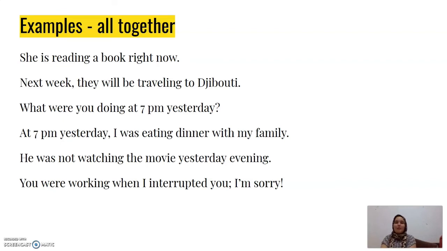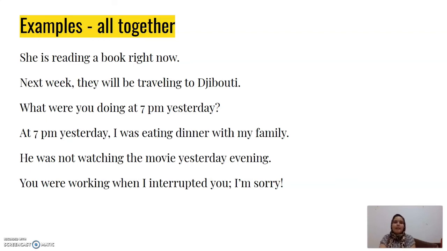Okay, now that we've reviewed all three continuous tenses, let's look at some examples of using all these tenses together. So pause the video, look at these sentences, and try to pick out the clue words that tell you when the action is happening. Is it happening right now? Was it happening at some specific time in the past? Or will it happen at some specific time in the future? Pause the video, think about that, and then restart the video when you're ready.